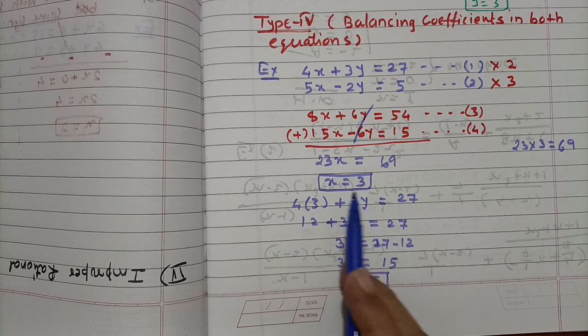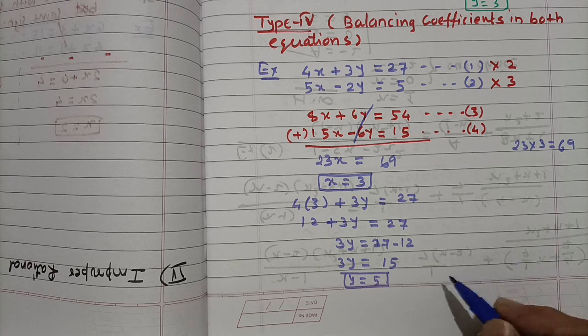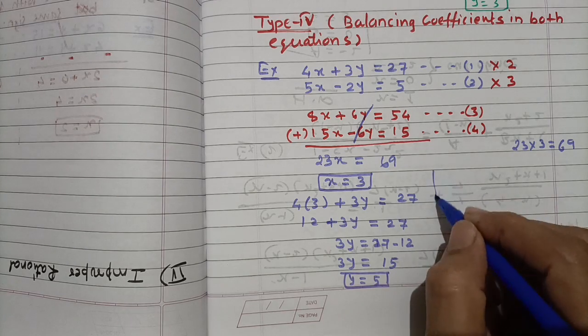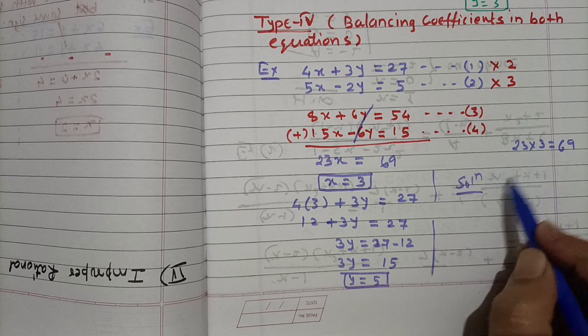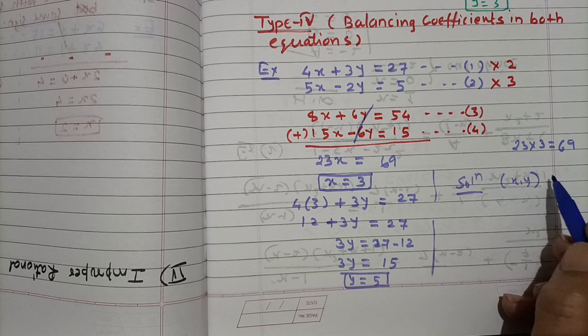So our required solution is x is equal to 3 and y is equal to 5. You can write here that the solution (x, y) is equal to (3, 5).